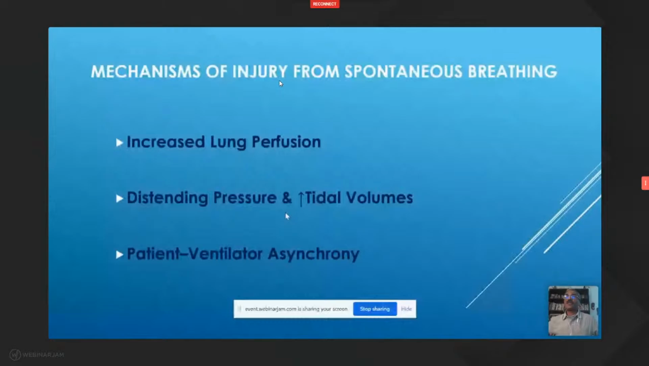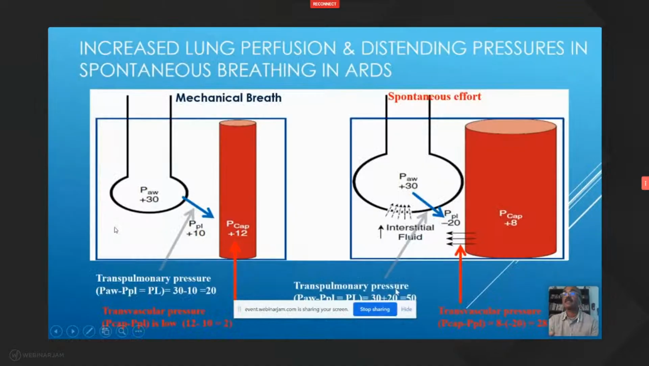Now the patient starts having exaggerated spontaneous effort. Though the positive airway pressure that you have set on the ventilator remains at plus 30, the pleural pressure becomes more negative, and the negative pressure is actually added to this. So your transpulmonary pressure actually increases, and also because of the negative pressure, there is an increased transvascular pressure, and this draws fluid into the interstitial compartment, into the alveoli, leading to worsening of the ARDS.